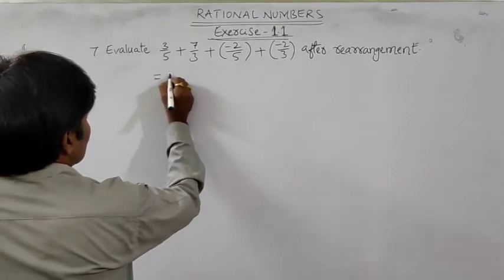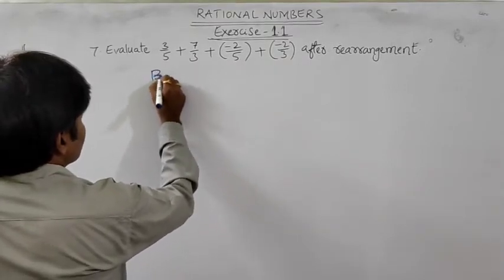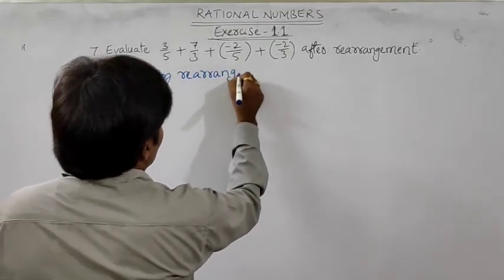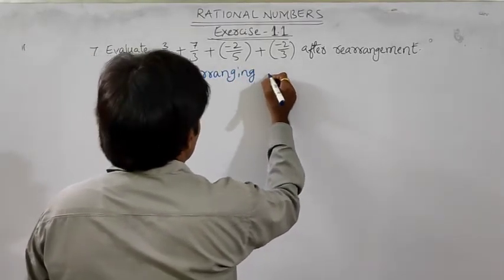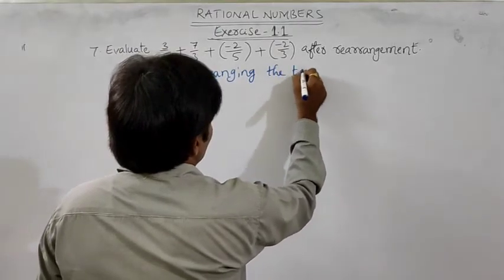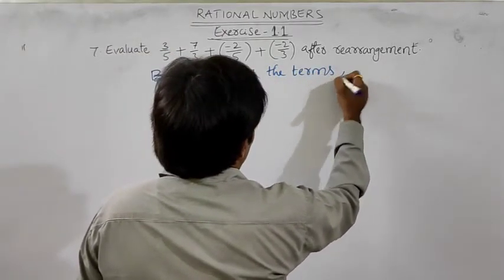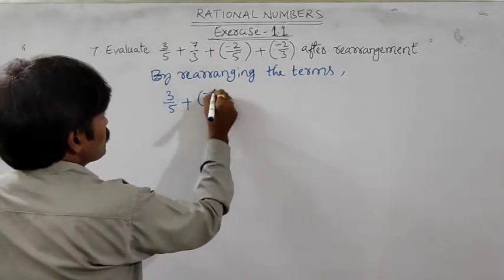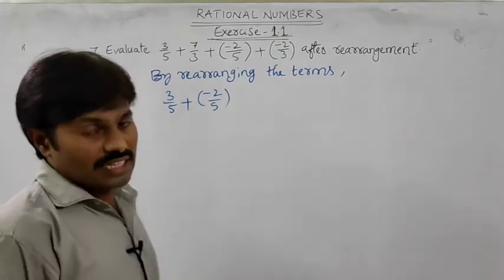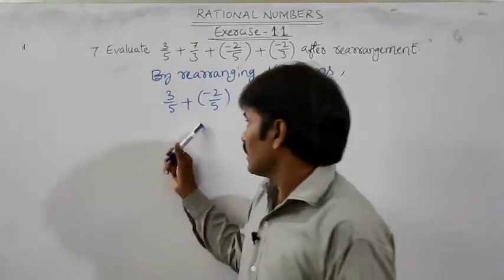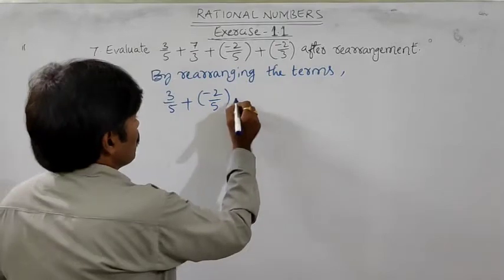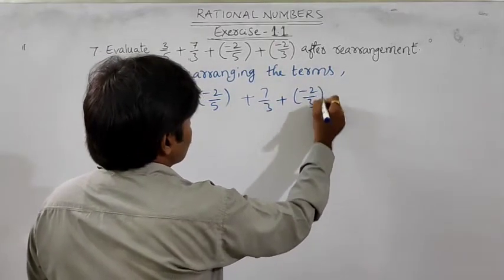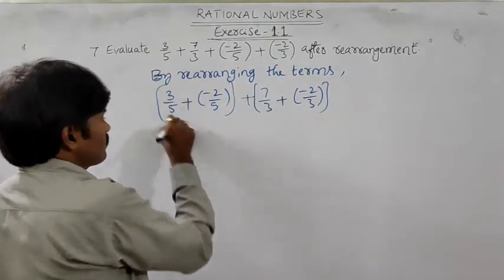See, by rearranging the terms, or we can say by rearranging the fractions, we get 3 by 5 plus minus 2 by 5 together. Next, 7 by 3 plus minus 2 by 3 together. Okay, we rearrange it like this.